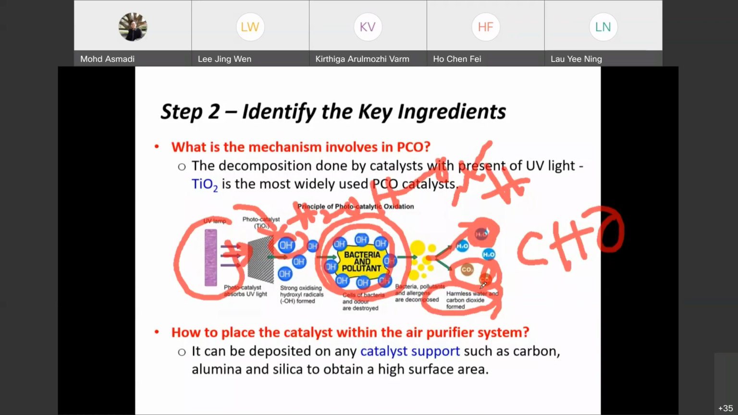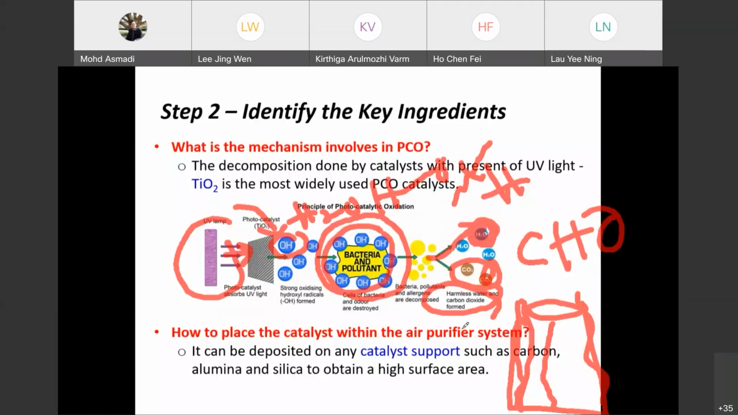Okay, so another thing is how can we place this catalyst? If you have a system like this one, maybe you want to put it in the middle or on the side. So it's up to you, but we have to do experiments and modeling. And then we also have to put the catalyst support. Okay, that is very general.